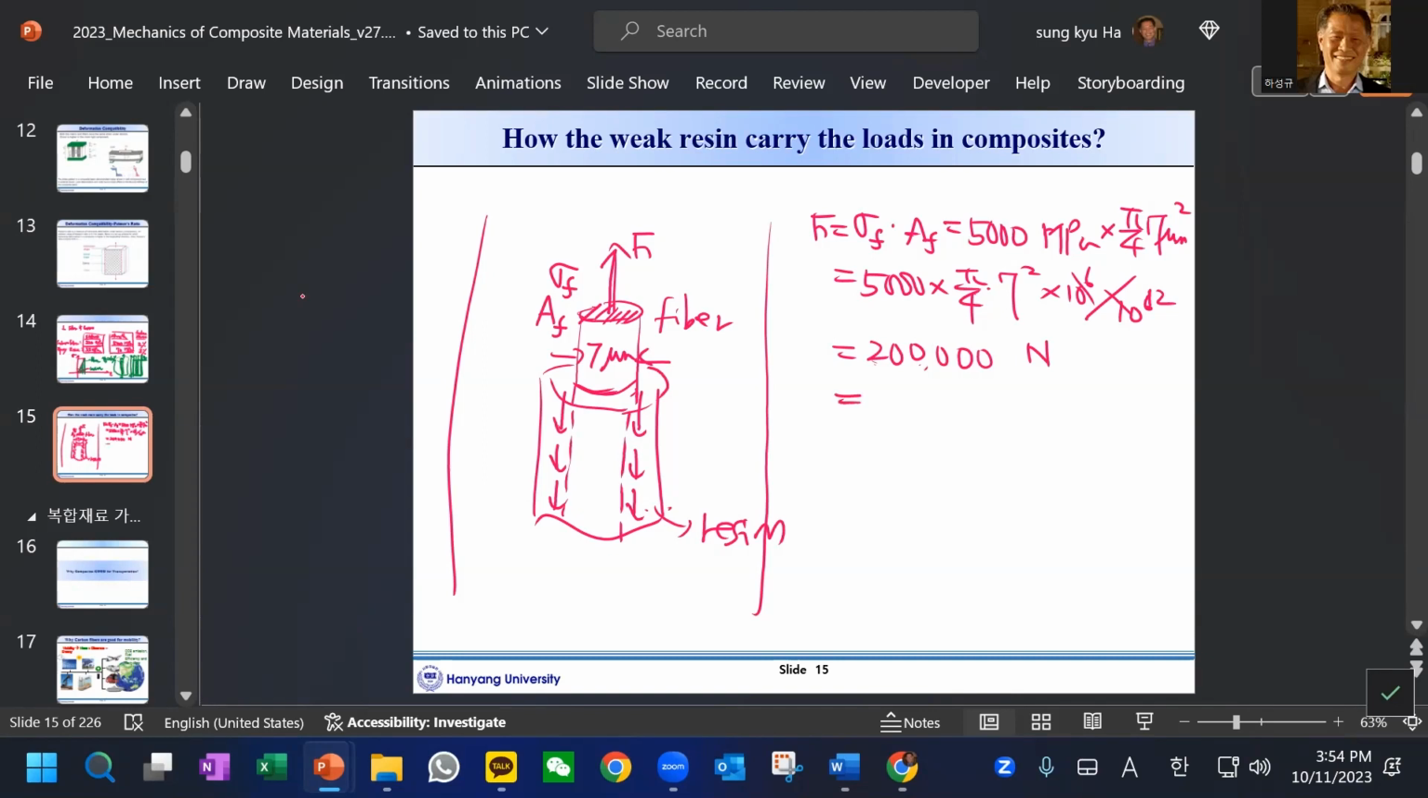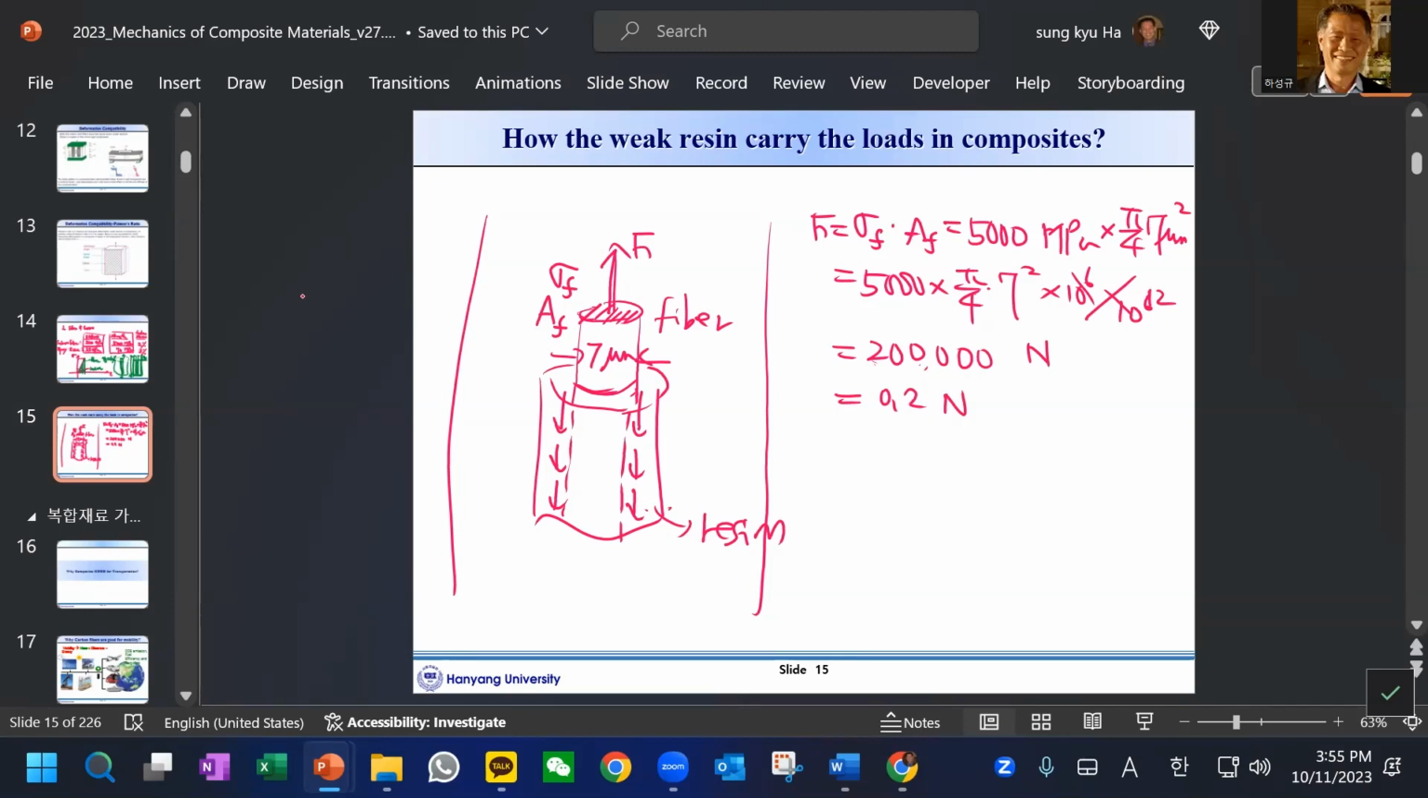this is what? 0.2 Newton. Well, that looks too small. Six. I think this is okay.